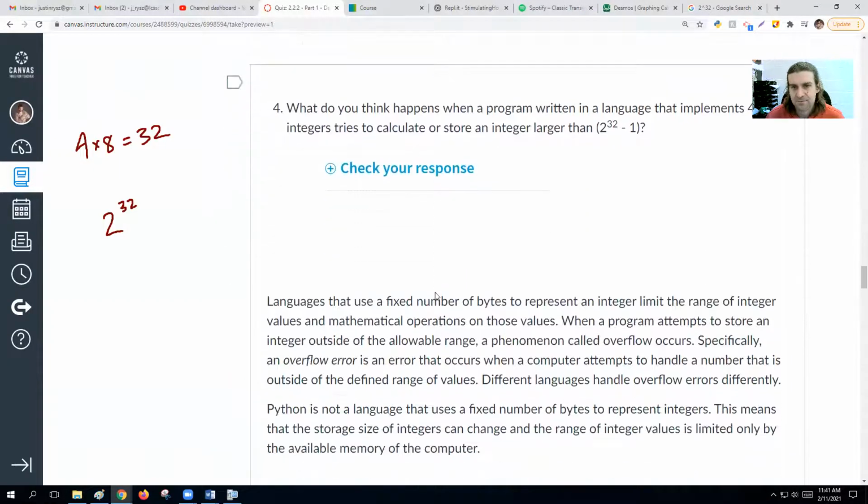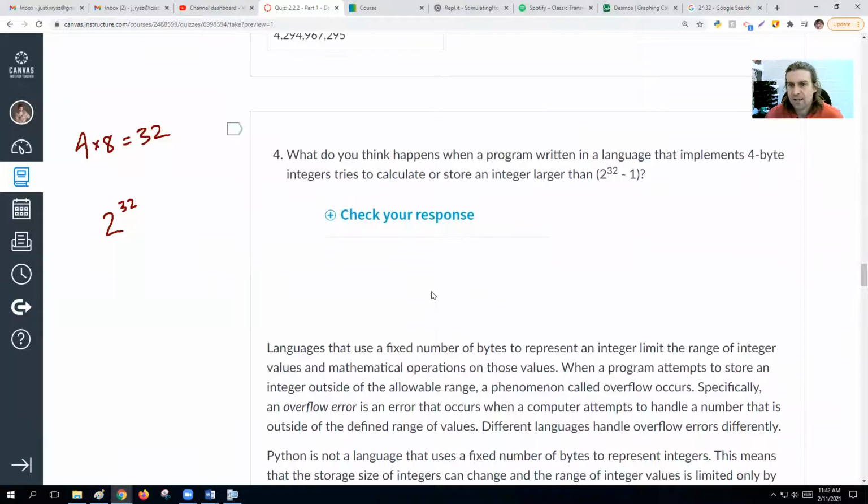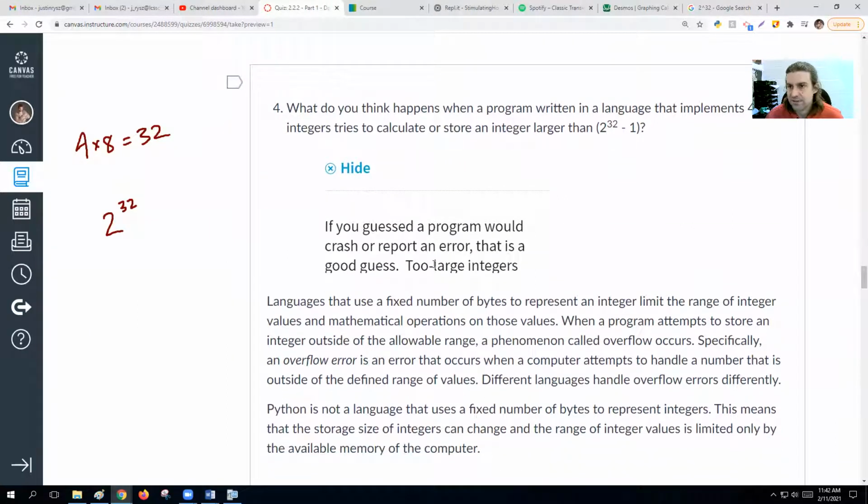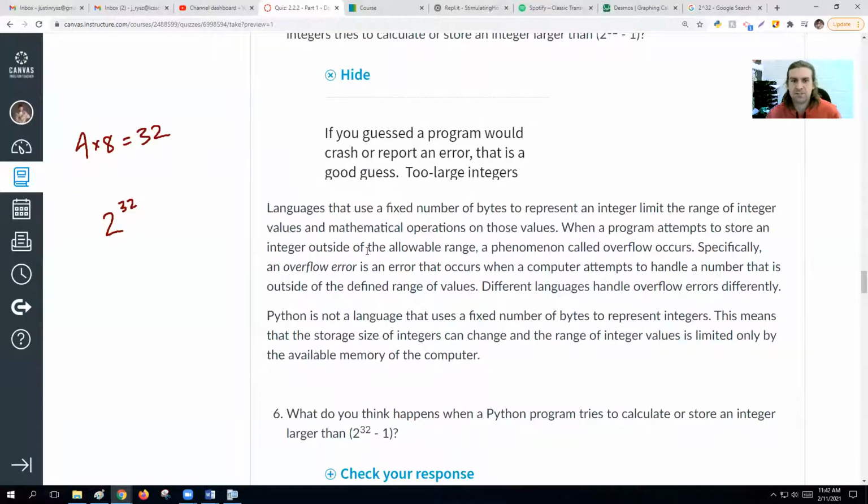All right, so what do you think happens when a program in a language with a 4-byte integer tries to calculate or store an integer larger than that? Basically, we'd get a program that would crash. Languages use a fixed number of bytes to represent an integer, which limits the range of the integer values and the mathematical operations for those. So when a program attempts to store a number outside of that allowable range, a phenomenon called overflow occurs.